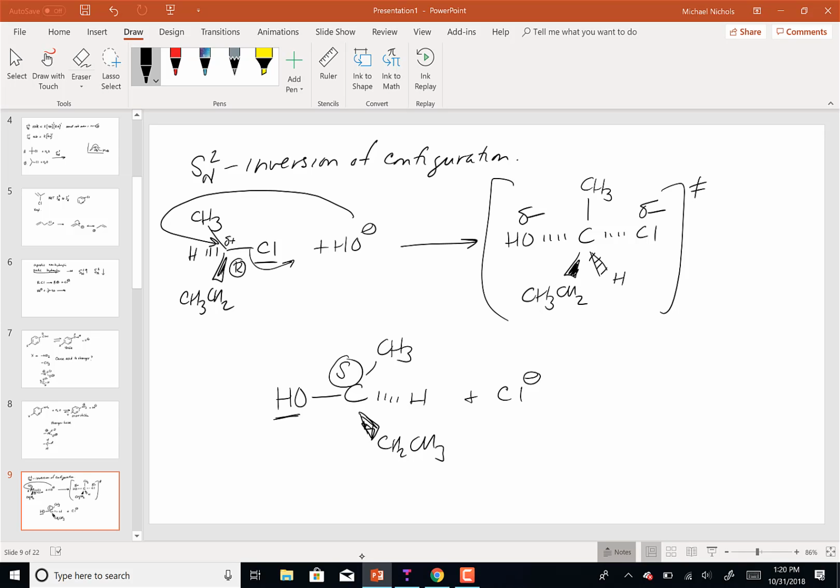So that's what I was saying about the transition state and the final product. You could put any of the 3 groups on any of the positions because there was no beginning stereochemistry. When there's a beginning stereochemistry, you've got to go through the entire inversion.